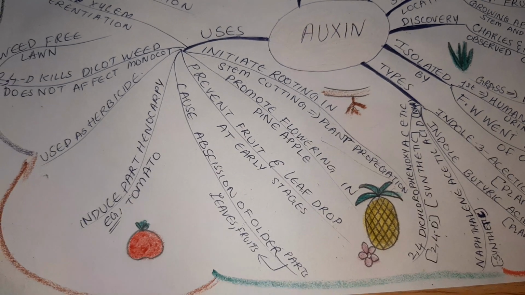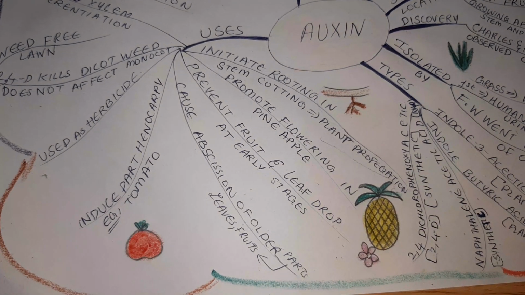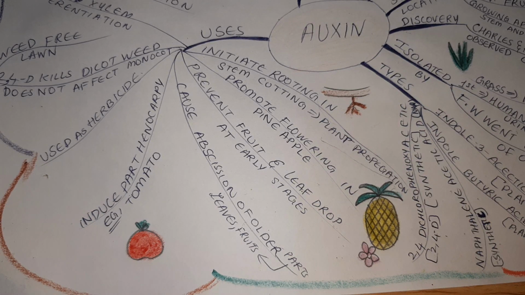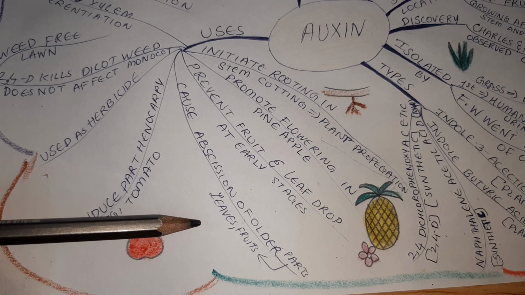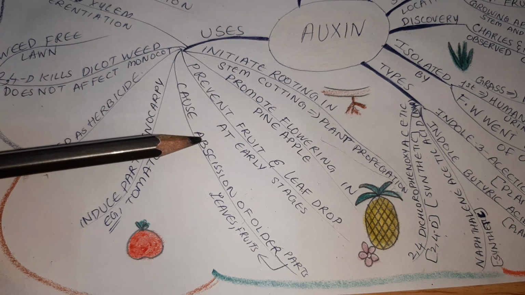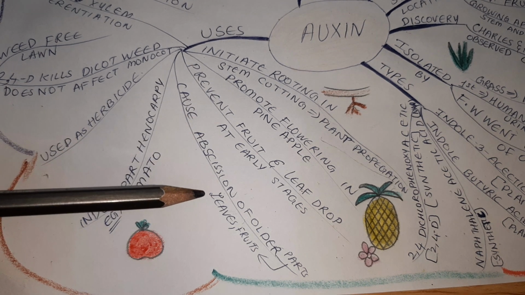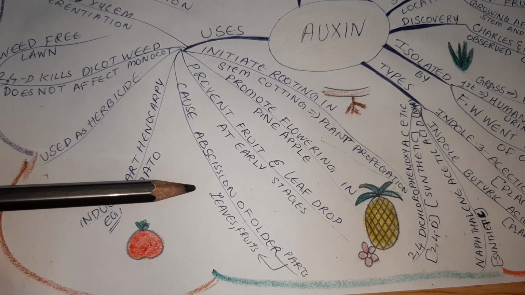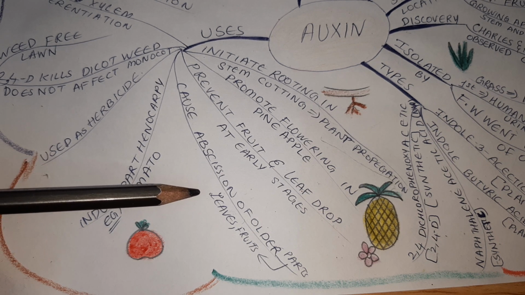They cause abscission of older parts like older leaves and fruits. They prevent falling of young leaves. If there are old leaves and fruits present, then they cause abscission, means they cause these fruits to fall off.